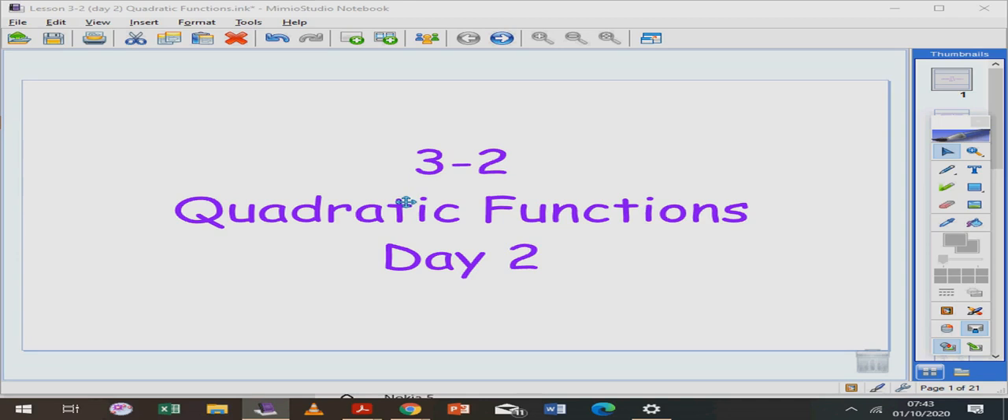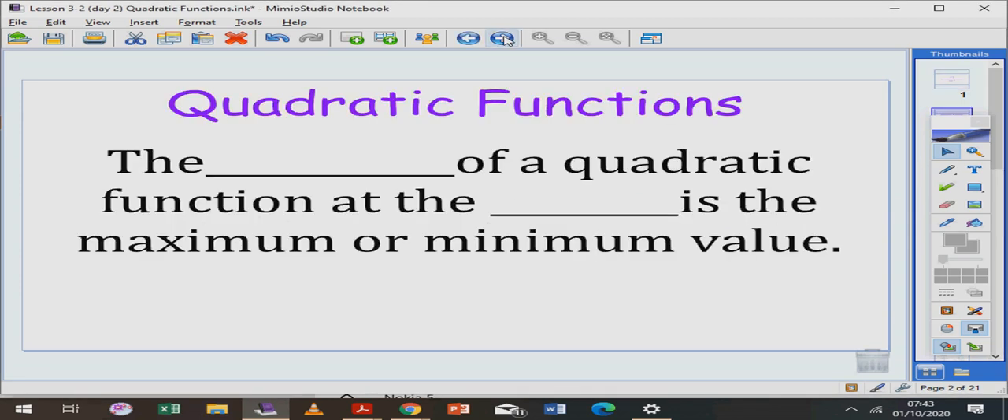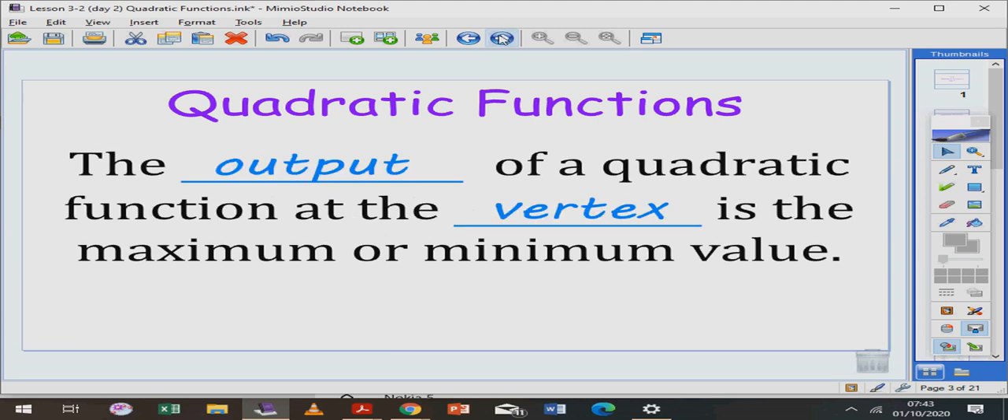So today we'll just continue to talk about quadratic functions in this unit of polynomial functions. The output or the value of a quadratic function at the vertex is the maximum or minimum value of that quadratic function.